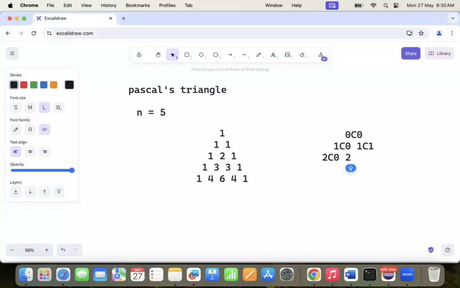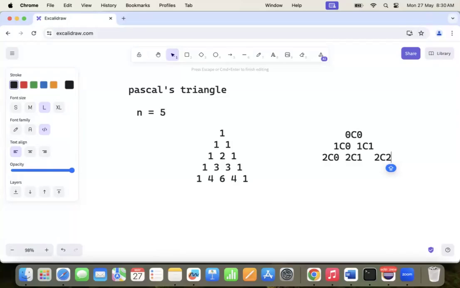2C1. 2C2. Could you tell me what's the value of 2C0, 2C1 and 2C2? We need to find out somehow a relation. That's the same in pattern, sir.